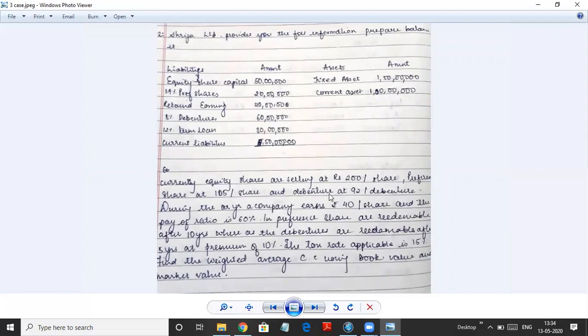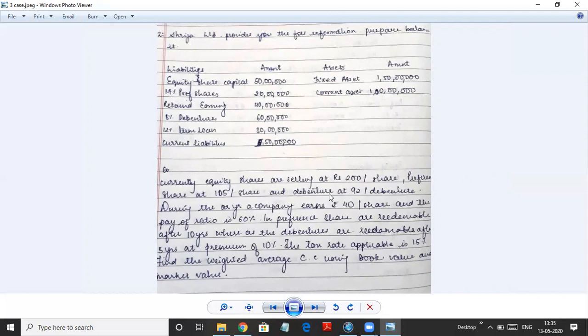This is the third problem. Shrija Limited provides you the following information. This is similar to the sum that we did now. So they've given you the balance sheet and they've given you the details below. Currently, equity shares are selling at rupees 200 per share. Preference shares at 105, debentures 92. During the year, company earns 40 per share and the payout ratio is 60%.